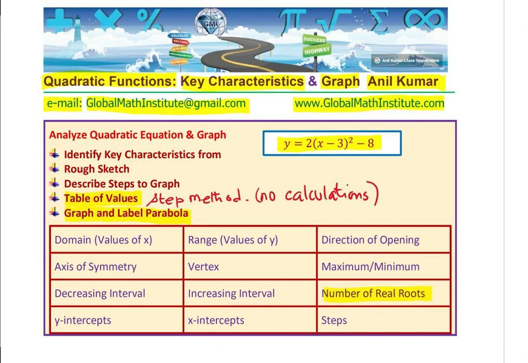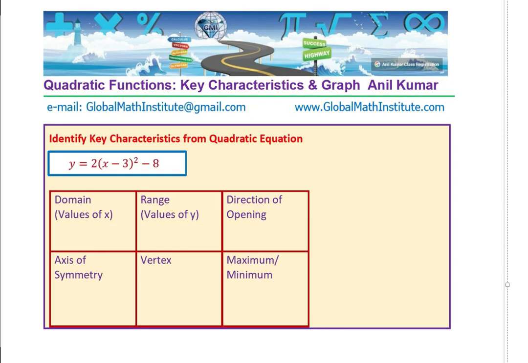Now, let's look into this quadratic function. y equals 2 times (x minus 3) whole square minus 8, and we'll take up these parameters one by one. Let's begin with the key parameters, which are domain, range, and direction of opening. So, for any parabola, in this case, we have y equals 2 times (x minus 3) whole square minus 8. So it's a good idea to make a rough sketch.